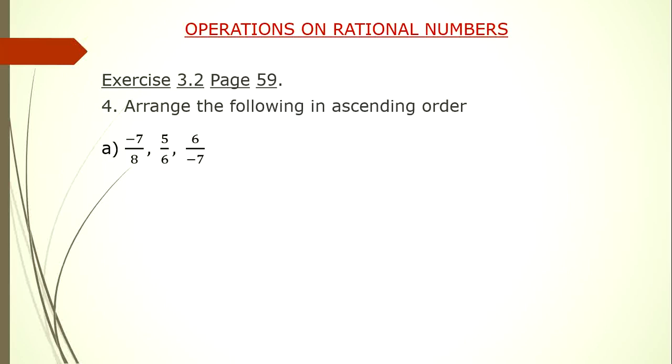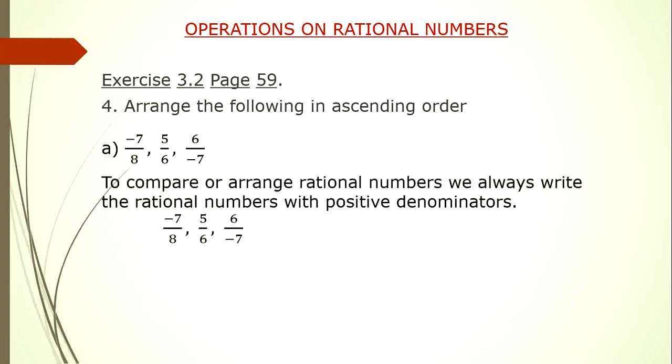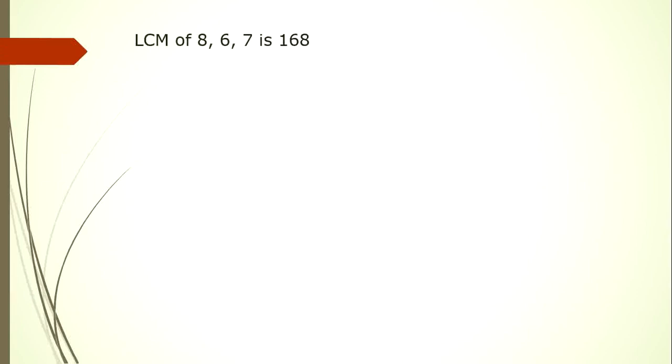Before proceeding to the solution, check whether the denominators are having the same value. No, they are not same. So we need to find the LCM of 8, 6 and 7. But before that, we need to do something else. We need to make the denominators positive. Remember that we always need to make the denominator positive. So on writing this, we can write minus 7 by 8, 5 by 6 and minus 6 by 7, and the LCM of 8, 6 and 7 is 168.